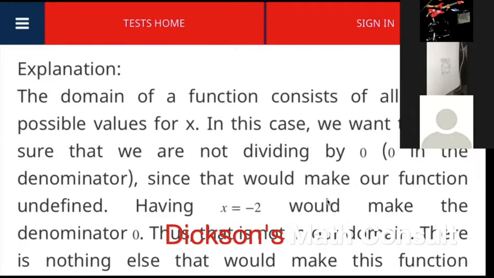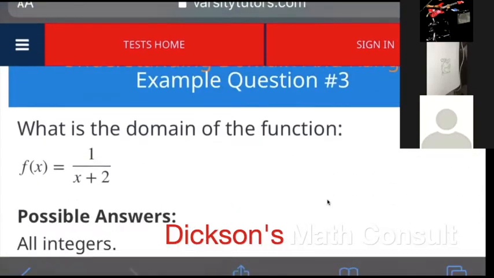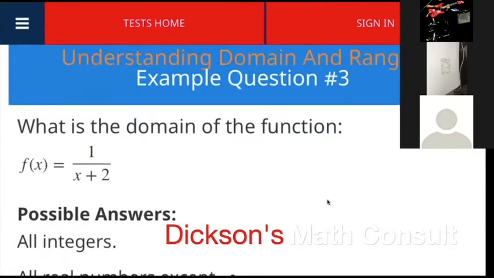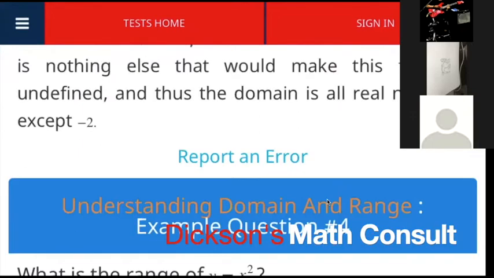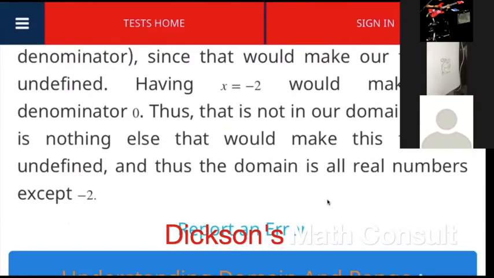So in the last expression I gave, when you have x is equal to -2, this would make the denominator 0 here. So there's no way x should be equal to -2. So the domain can be all real numbers except -2.